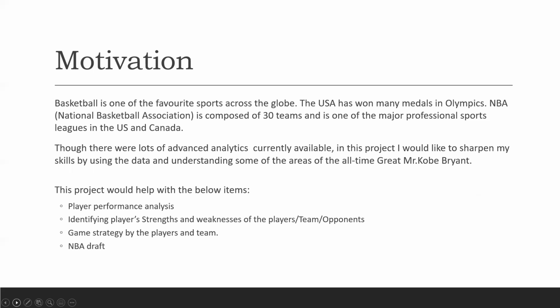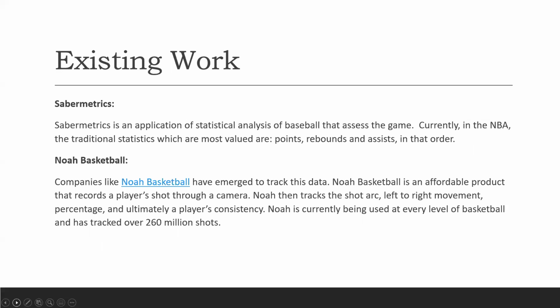Though there are a lot of advanced analytic tools currently available, in this project I'd like to sharpen my skills by using the data and understanding some of the areas of the all-time great Kobe Bryant. This project will be helpful for player performance analysis, identifying strengths and weaknesses of the players, the team, or the opponent, game strategies based on the analysis, and it can also be used for the NBA draft.